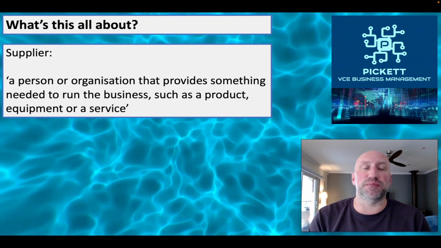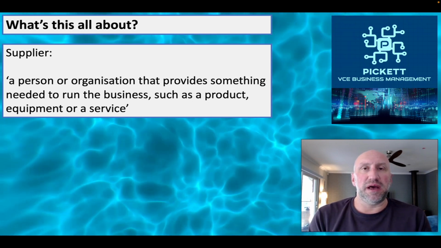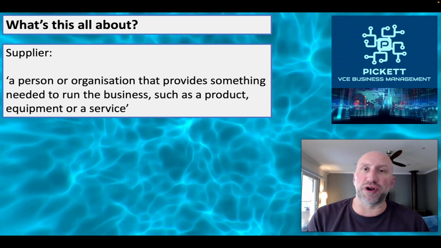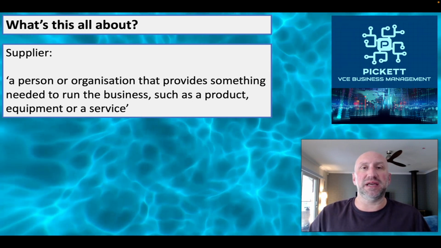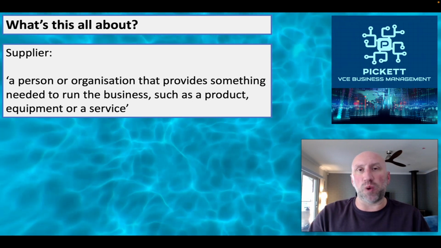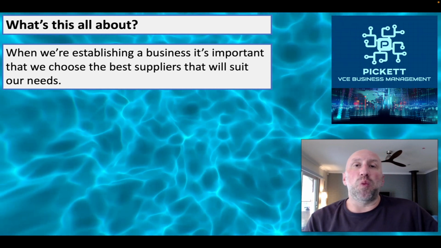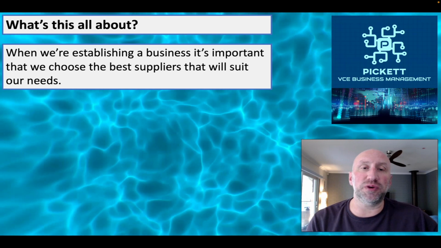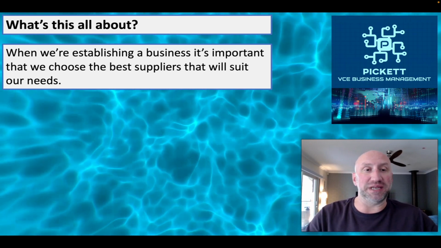So to define supplier: a person or organisation, usually a business, that provides something that you need to run your own business, some kind of product, some kind of service, some kind of piece of equipment. So basically, when you're running a business, you need lots of stuff to run it. Suppliers are where you get this stuff from. Simple as that. Now, when we are setting up our business, it's important that we choose the best suppliers that are going to suit the needs of our business.